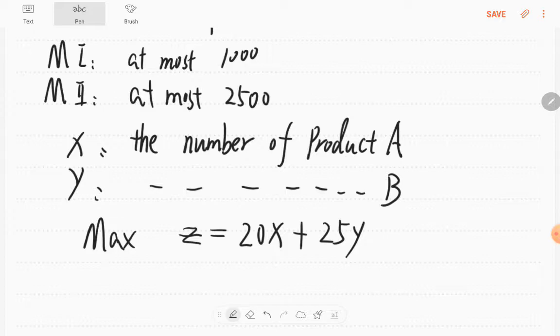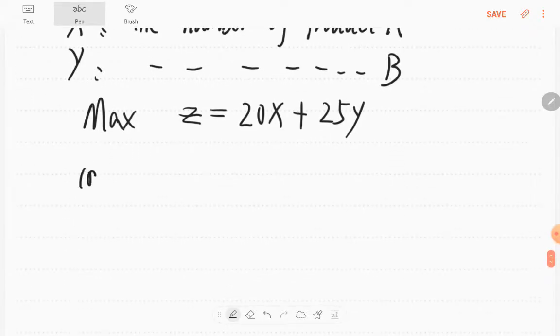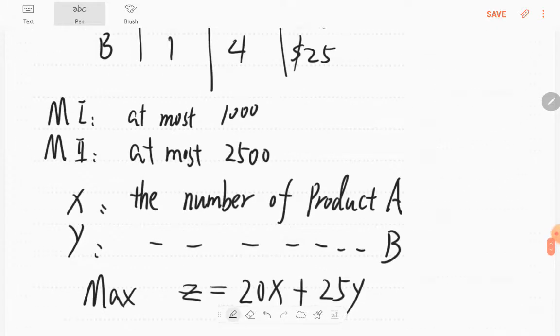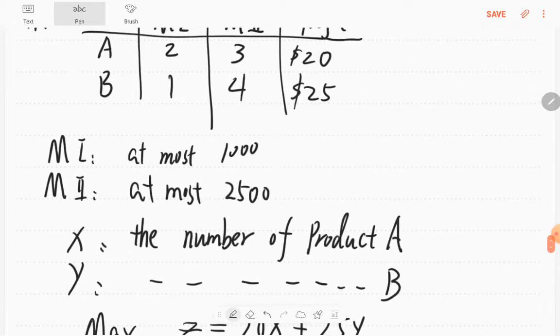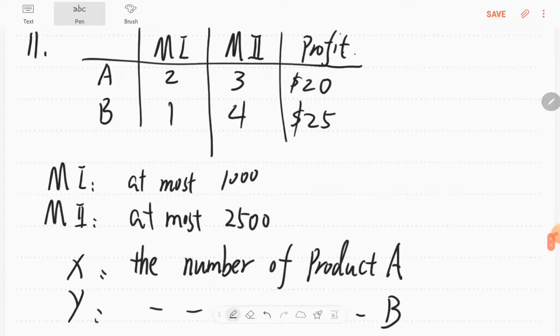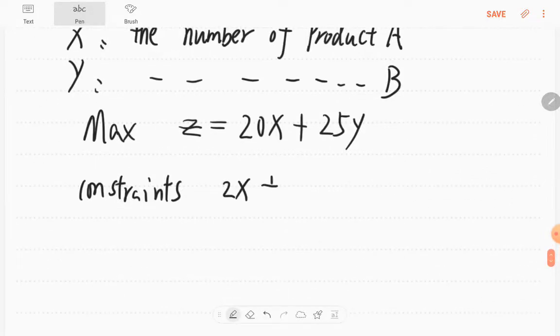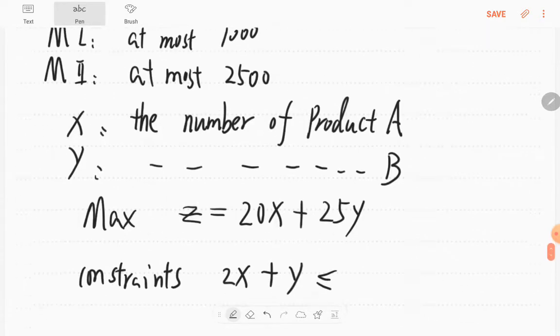So the next part is the linear program. So we should have some constraints, right? Constraints. So what are the constraints? The constraints are from machine 1 and machine 2. Machine 1 at most is 1,000 hours. So if x product A and y product B, the total hours on machine 1 would be 2x plus y, right? So 2x plus y would be the total hours on machine 1 for both products, which should be less than or equal to 1,000.